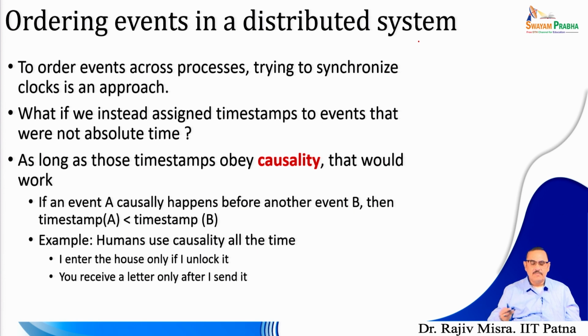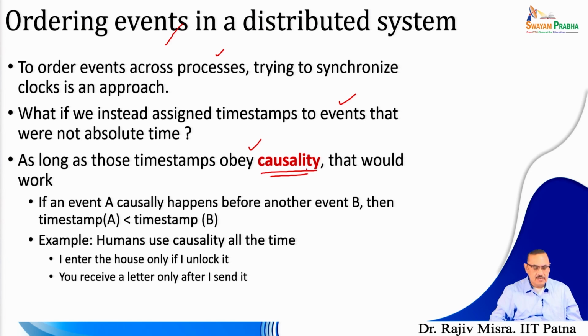So, let us see the method of ordering the events without physical clock synchronization in a distributed system. In order to order the events across the processes, trying to synchronize the clocks is one of the approaches, but what if the assigned times to the events are not absolute time? Then as long as those times obey causality, that would work.